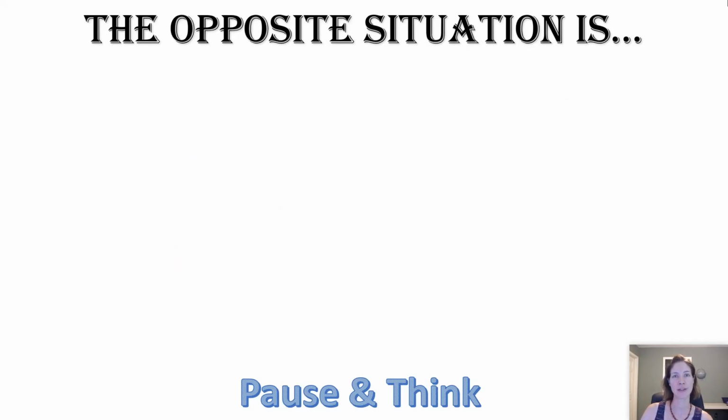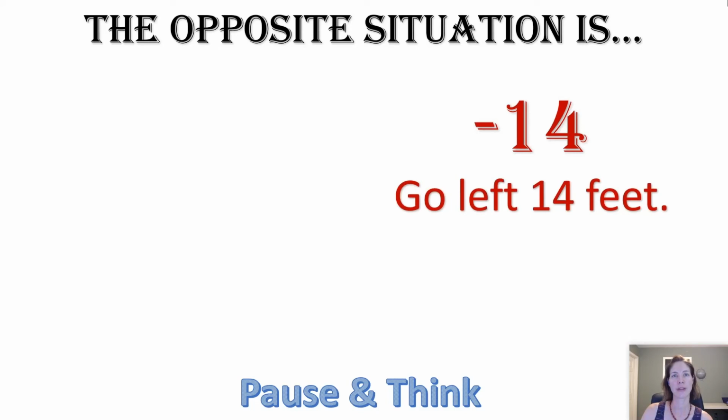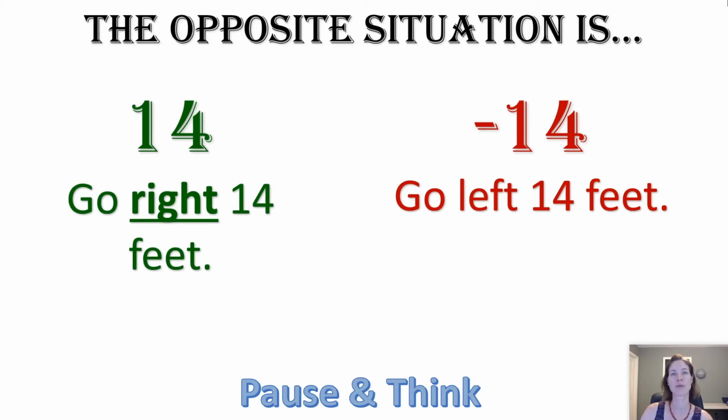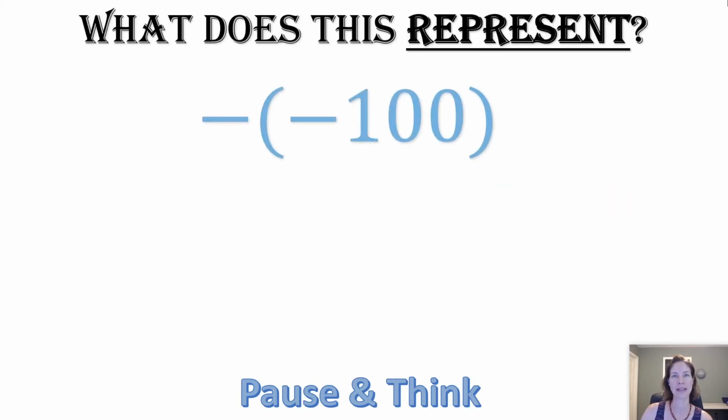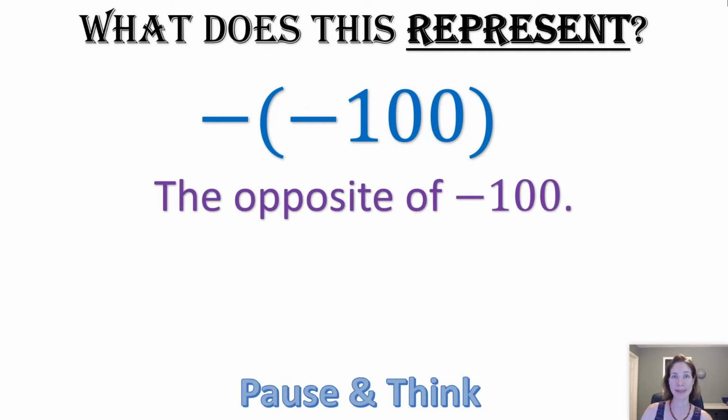The opposite situation of go left 14 feet. Positive 14, go right 14 feet. What does this represent? The opposite of negative 100. The opposite of negative 100 is positive 100, which can simplify to that.